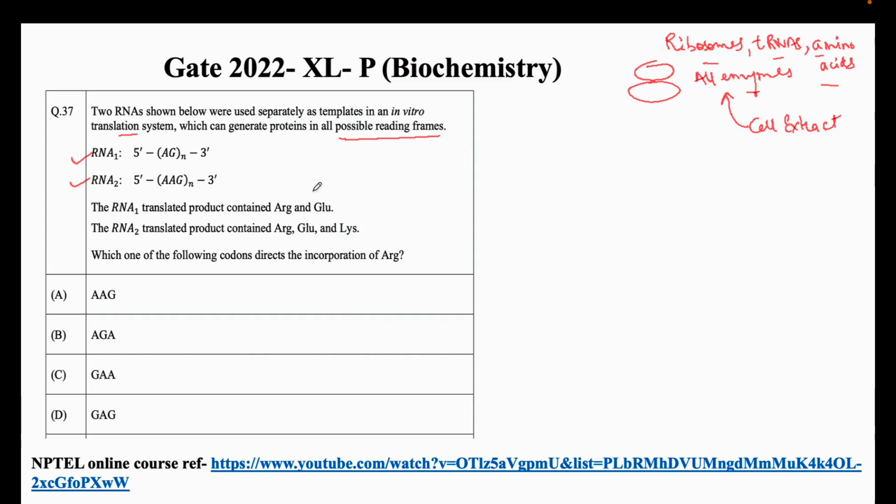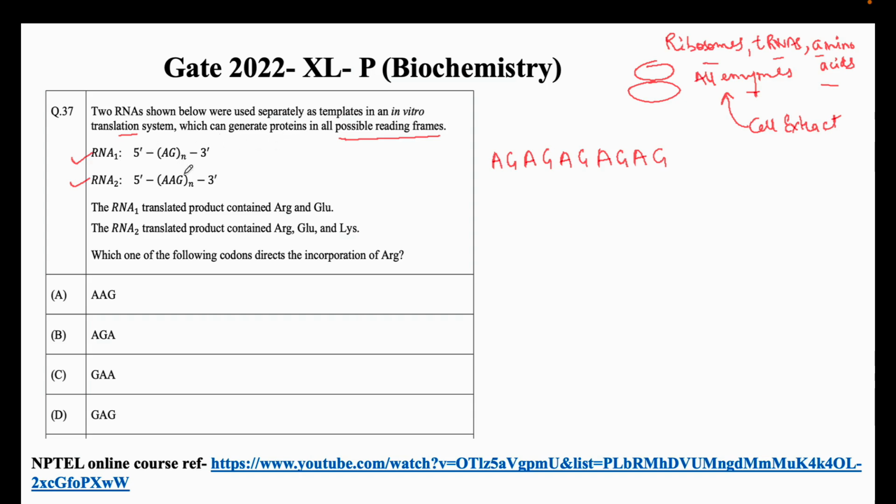Now, to do in vitro translation, first we need RNA. These two RNAs are given here, and they have a reading frame. So what is a reading frame? For example, I'll take RNA1. RNA1 has AG repeated n number of times, like this.